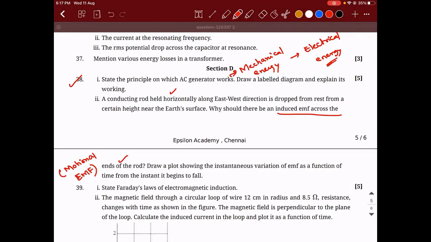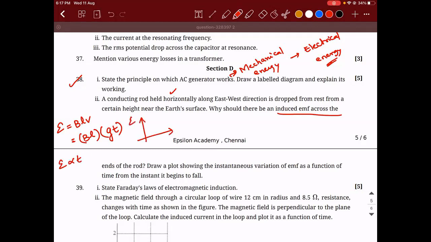Draw a plot showing the instantaneous variation of EMF as a function of time. Okay, so we know that E is equal to what? Motional EMF, E is equal to BLV. But B into L is constant. What is the value of V in terms of time? V is equal to U plus AT, U is 0. So can I write it as GT, because it is falling under the influence of gravity? So E will be directly proportional to T. When you plot the graph between the EMF and time, you will get a straight line like this.